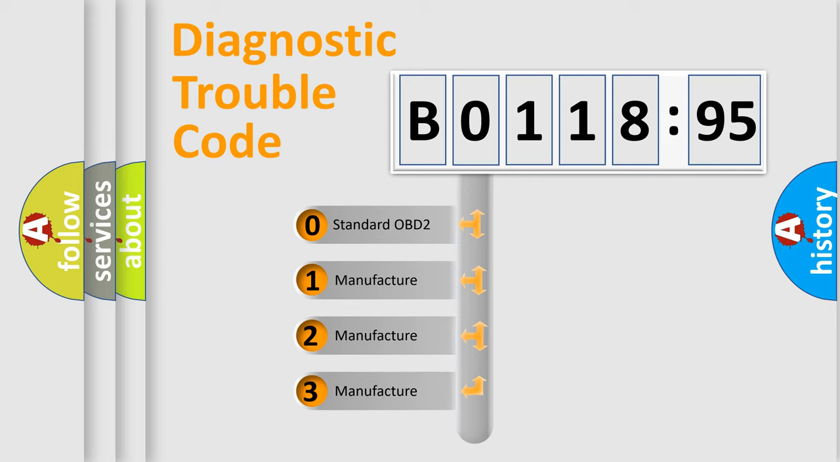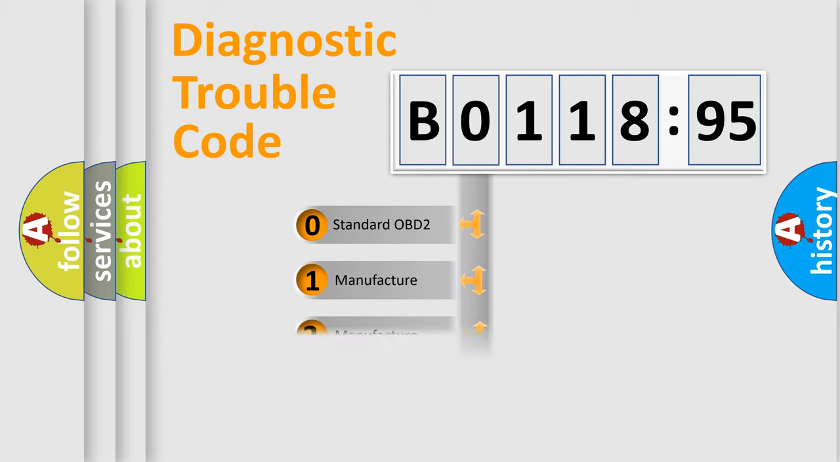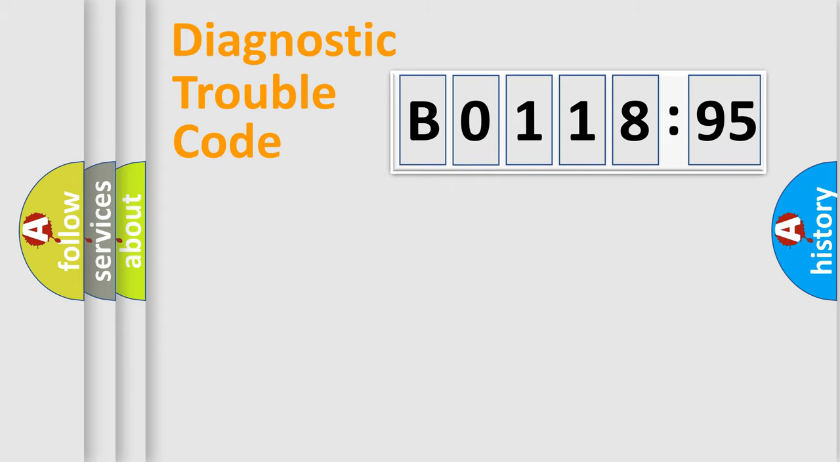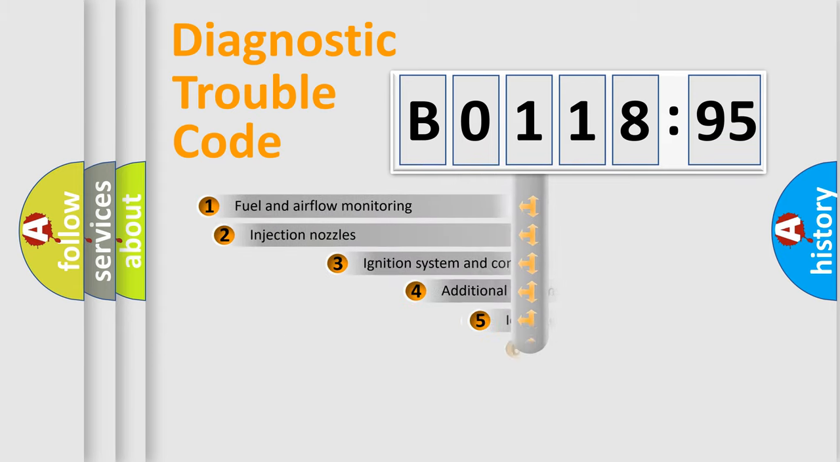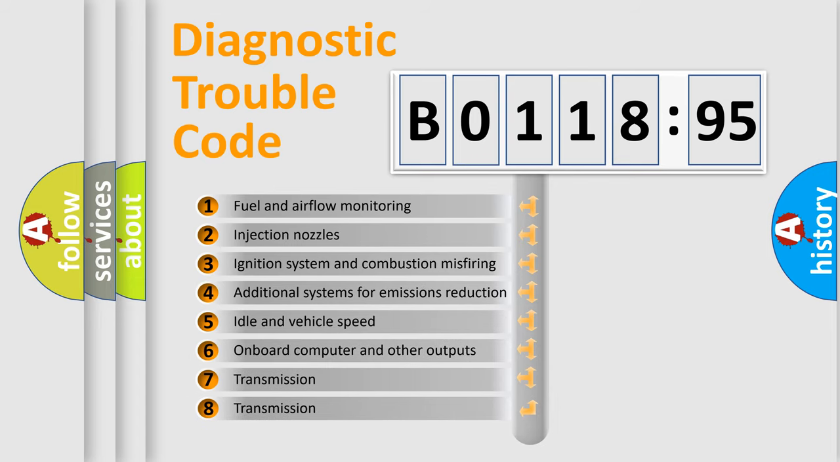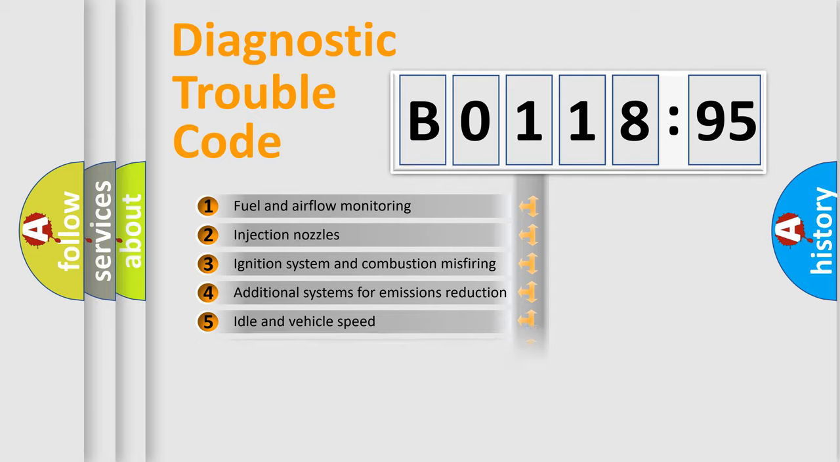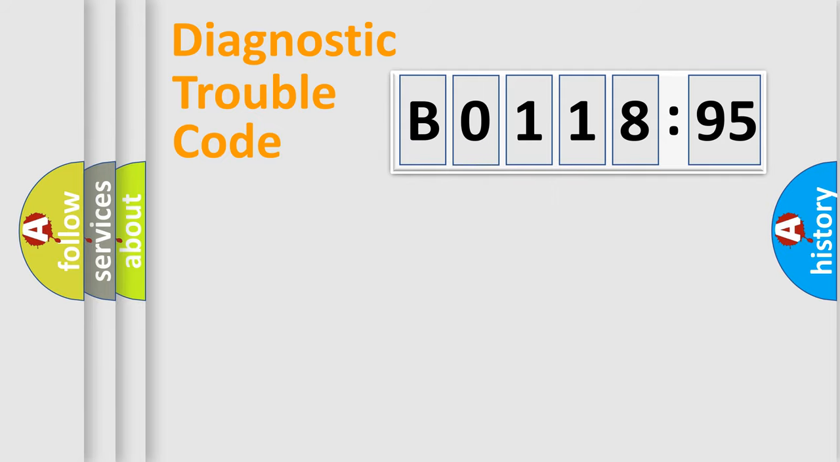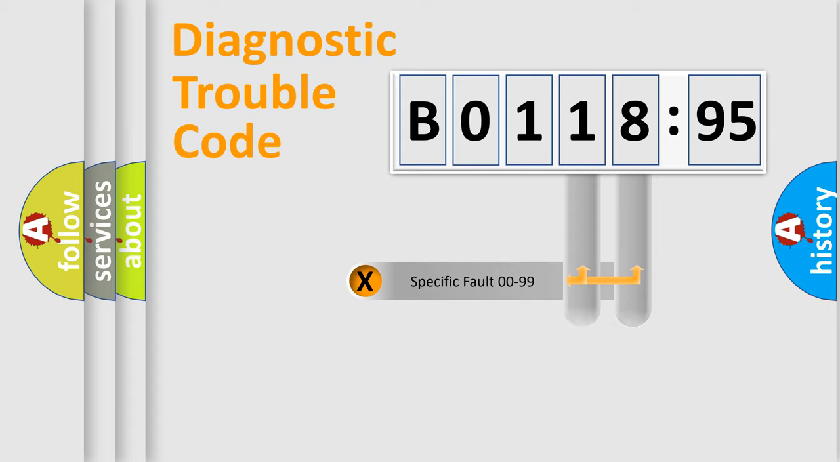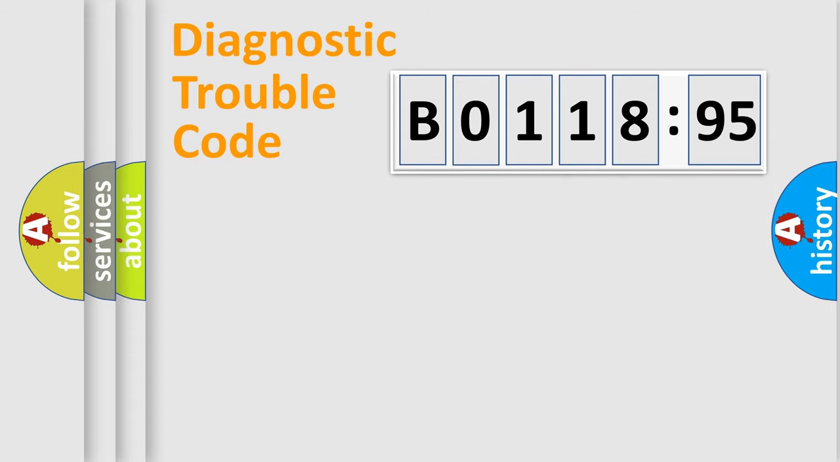If the second character is zero, it is a standardized error. In the case of numbers 1, 2, 3, it is a more specific expression of a car-specific error. The third character specifies a subset of errors. The distribution shown is valid only for the standardized DTC code. Only the last two characters define the specific fault of the group.